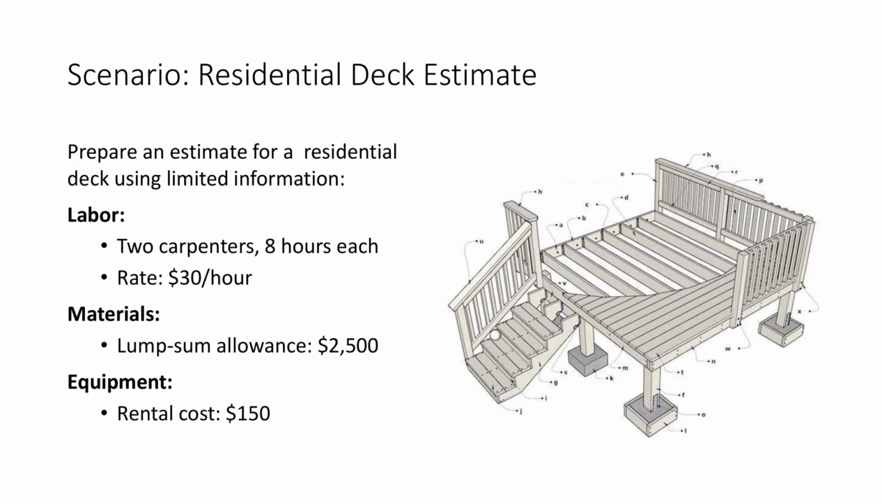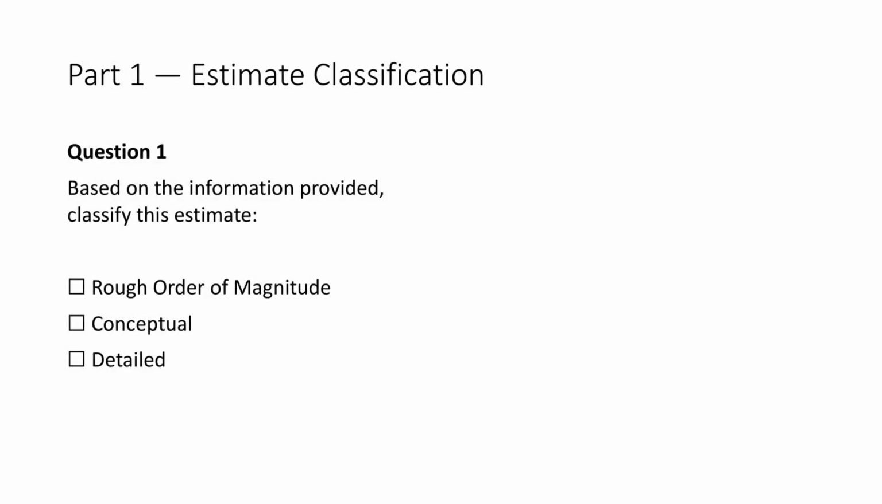Scenario: residential deck estimate. You are preparing an estimate for a small residential deck project using limited early-stage information as follows. Labor: 2 carpenters, 8 hours each. Labor rate: $30 per hour. Materials: lump sum allowance, $2,500. Equipment, rental cost, $150. Part 1, Estimate Classification. Question 1. Based on the information provided, how would you classify this estimate?